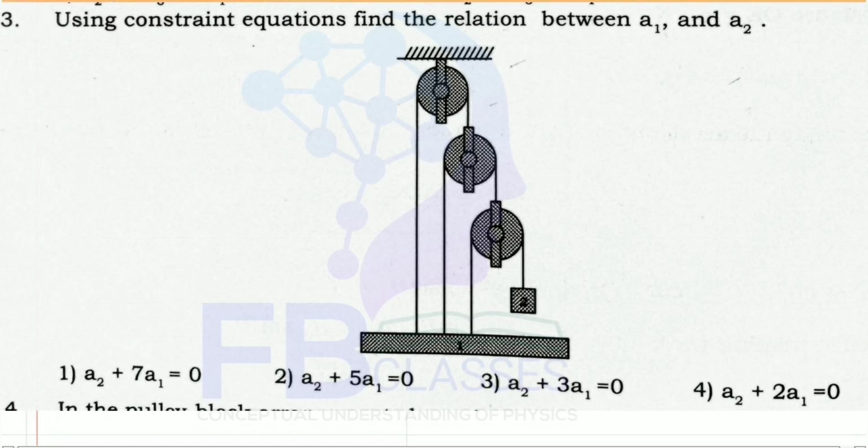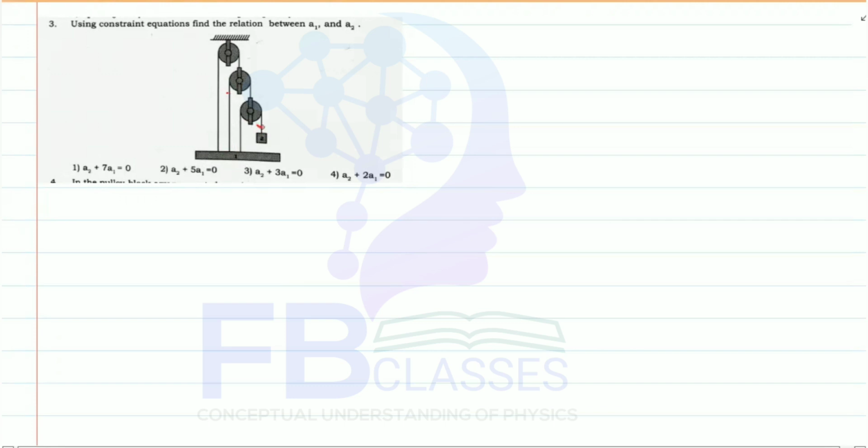So I am going to read the question, my dear students. Using the constraint equations, find the relation between A1 and A2. There are 2 blocks given, first block and second block. We have to find out the relation. Okay, as we know that 1 string 1 tension, so T, this side is also T. So now this is T plus T, it becomes 2T. So this side is also 2T. So I am going to write here 2T.